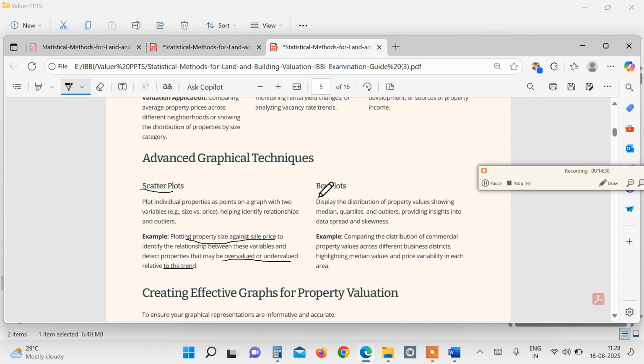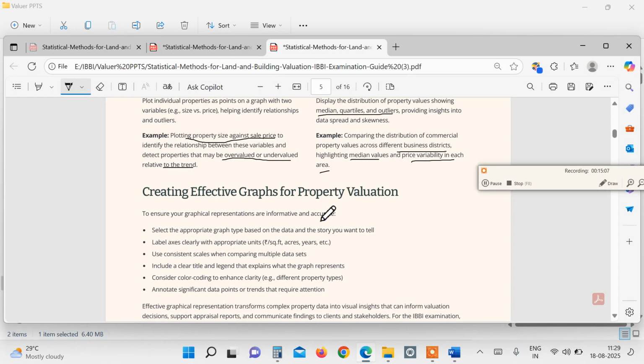And then another method is box plots. What box plots do is display the distribution of property values showing median, quartiles, and outliers, providing insights into data spread and skewness. Comparing the distribution of commercial property values across different business districts, highlighting median values and price variability in each area, is an example of how you can plot the data with the help of box plots.